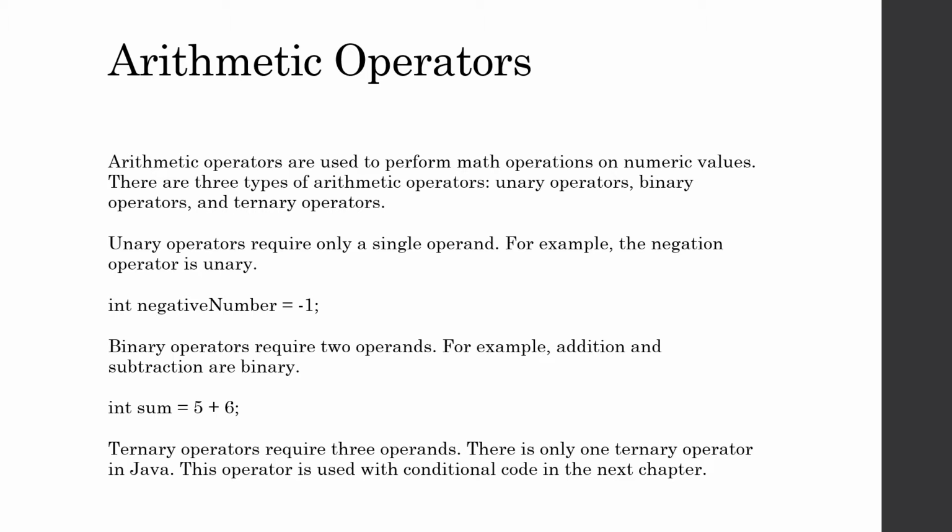And then with ternary operators, these are going to require 3 operands. In Java, there's only going to be one ternary operator, which is used with conditional code, which we'll discuss in the next chapter. So unlike the other 2, our unary and binary operators, there's no arithmetic operator that's a ternary operator.